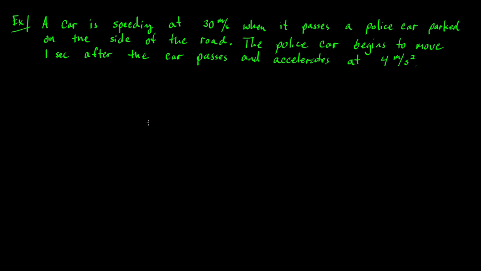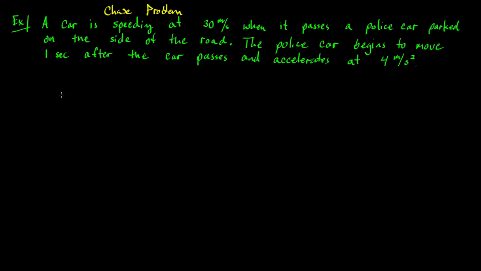So in this example, we're going to look at a more complicated problem. This is typically called a chase problem, where we have some kind of chase going on, where something catches something else. In this one, we have a car that's speeding. It's going 30 meters per second down the street when it passes a police car. The police car is parked on the side of the road, and it begins to move 1 second after the car passes, and then accelerates at 4 meters per second squared. So we'll model this out, and then we'll answer all the questions that we could.